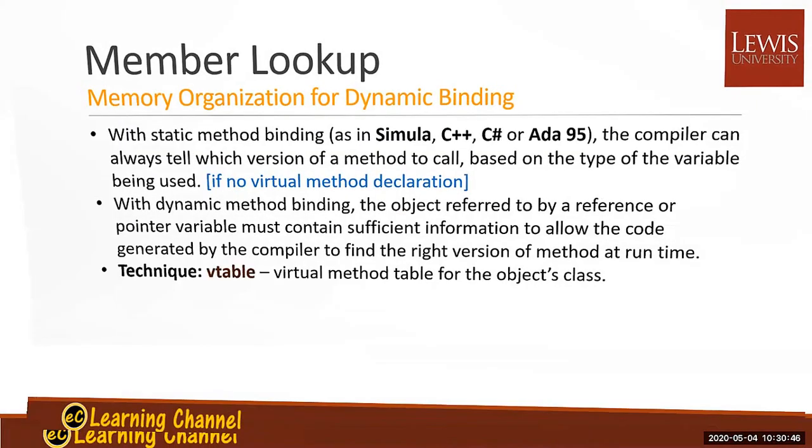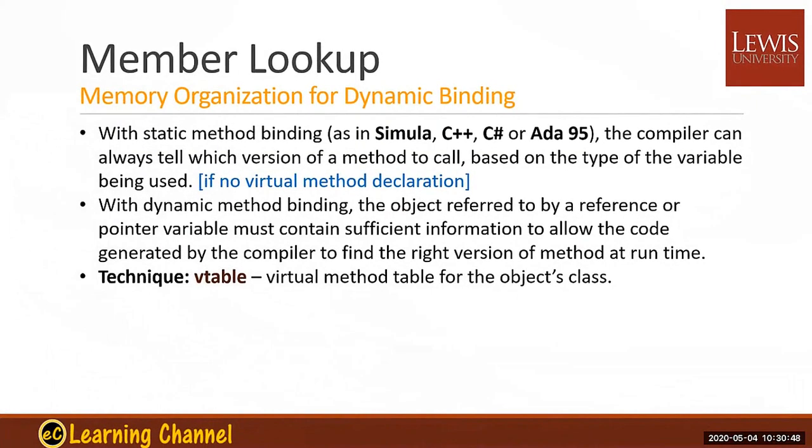Okay, here we have 2. So static binding: the compiler can always tell which version of the method to be called. Dynamic binding: the object referred to by a reference or a pointer variable determines the method. The technique that C++ uses is the v-table. Java is not using a v-table.